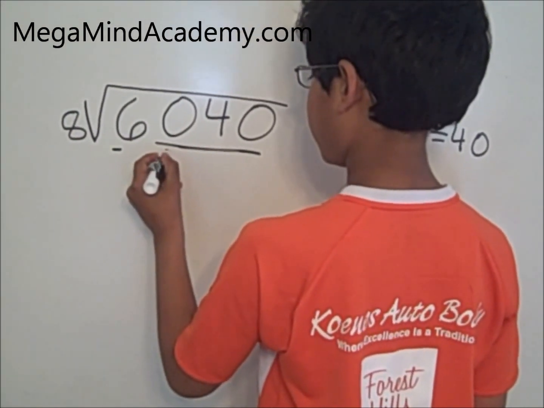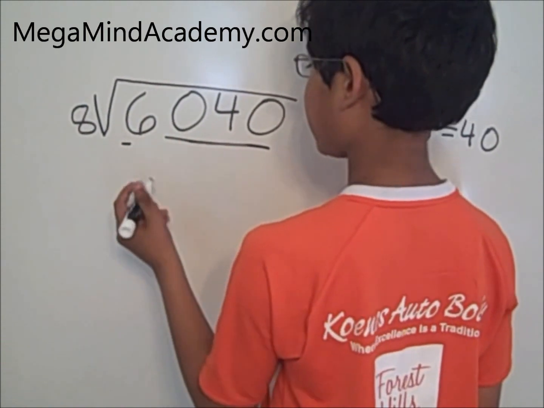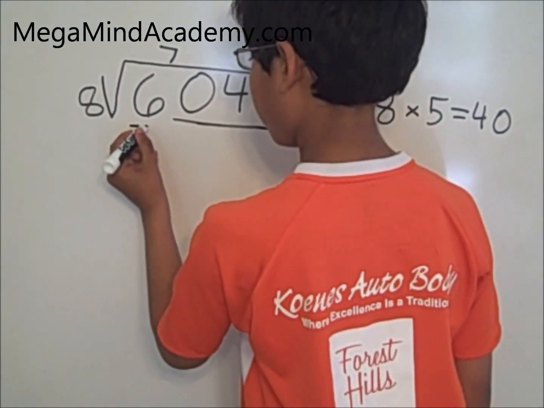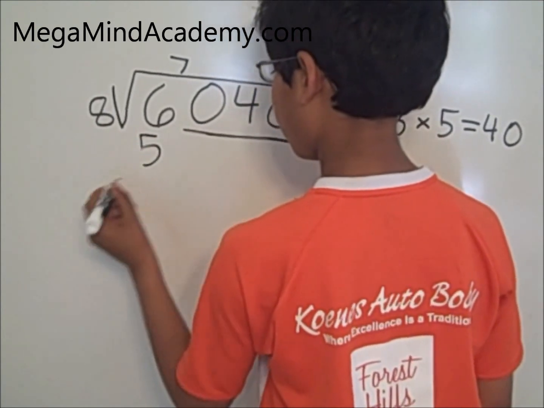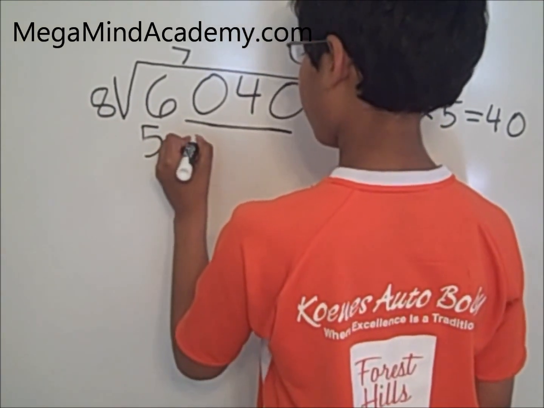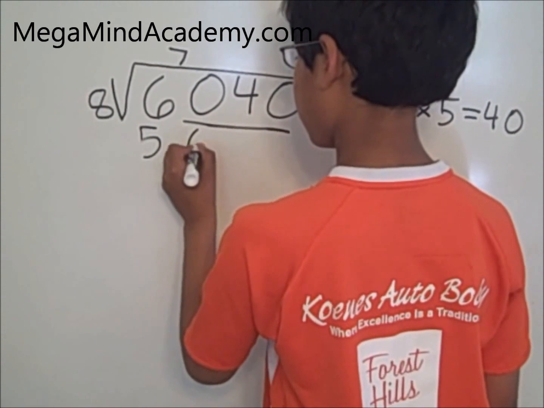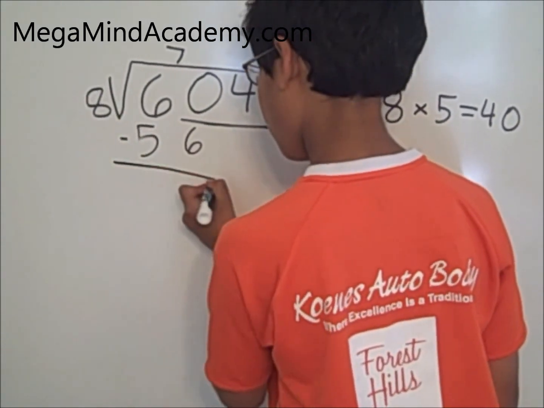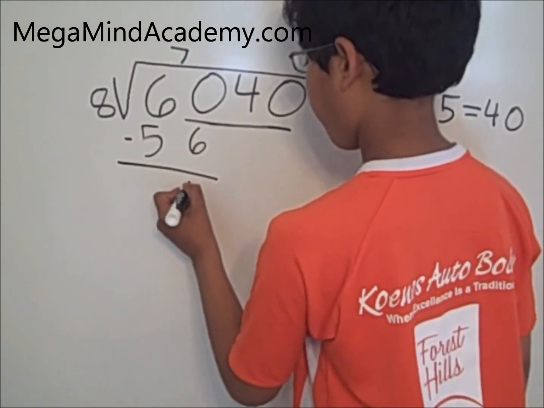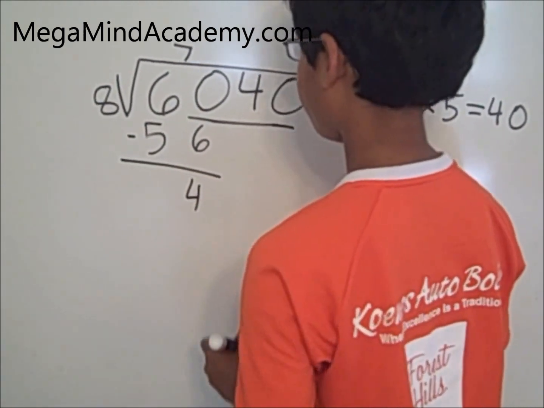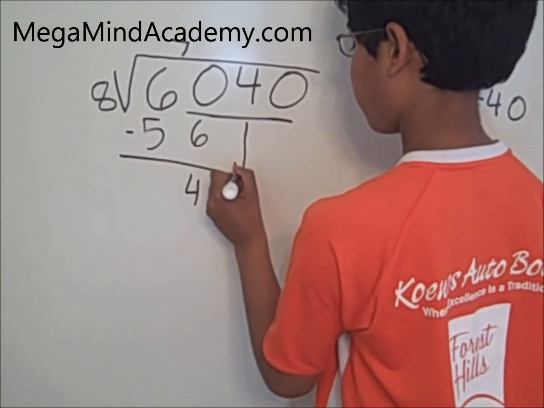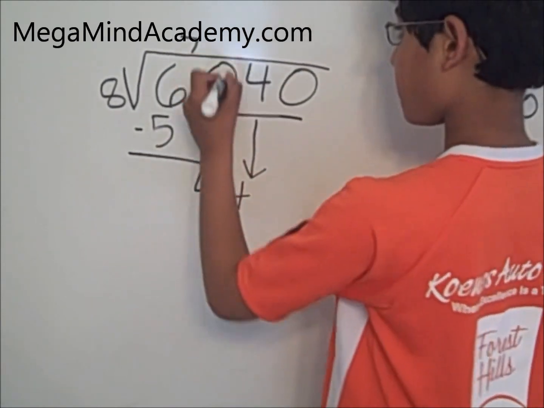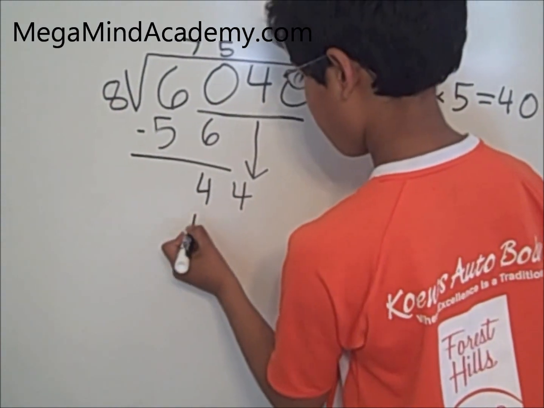To the next digit, and it becomes 60. 8 times 7 equals 56. Now you subtract, and you get 4. Now, you bring the other 4 down, and you get 44. 8 times 5 equals 40.